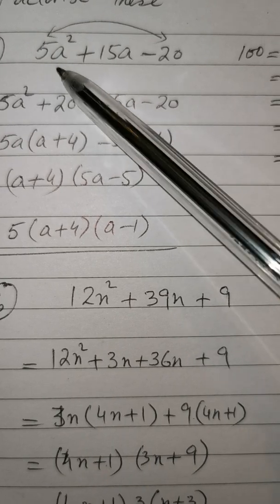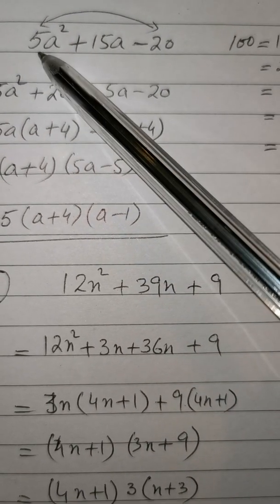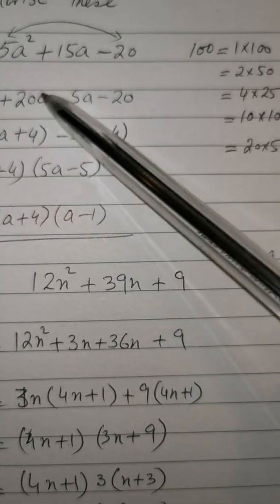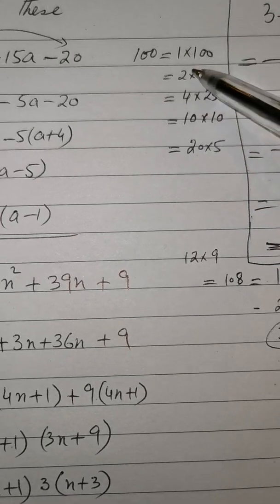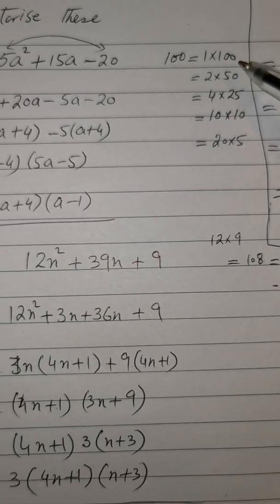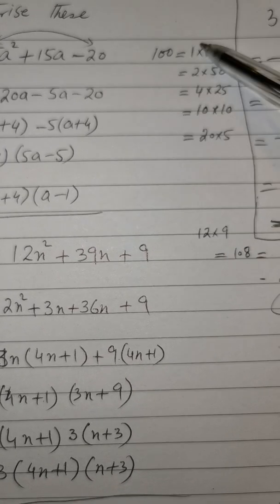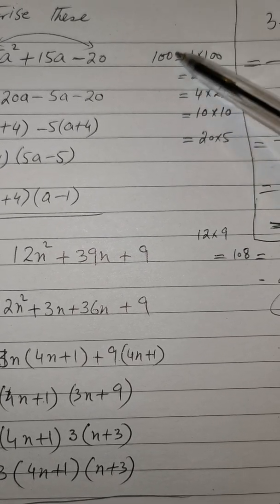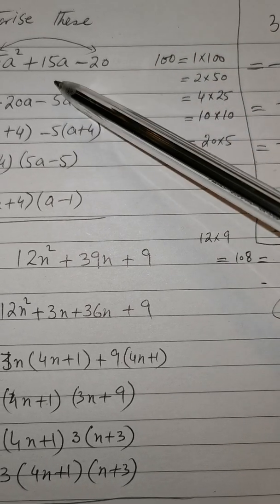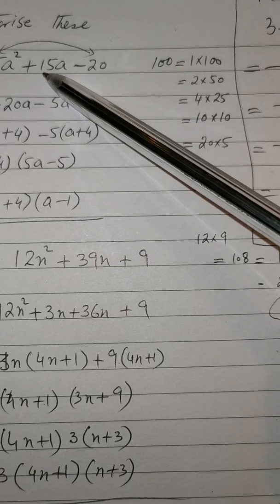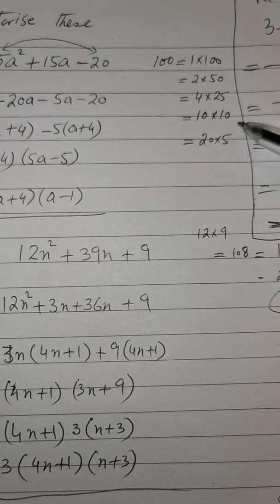So I have made the possible factors of 100, because 20 multiplied by 5 will give you 100. Make the possible factors starting from 1, 2 and so on. So 1 multiplied by 100, 2 multiplied by 50, and it goes on. But from these factors I will choose only those factors whose subtraction will give me the coefficient of a. The coefficient of a is 15, so I will choose 20 and 5.